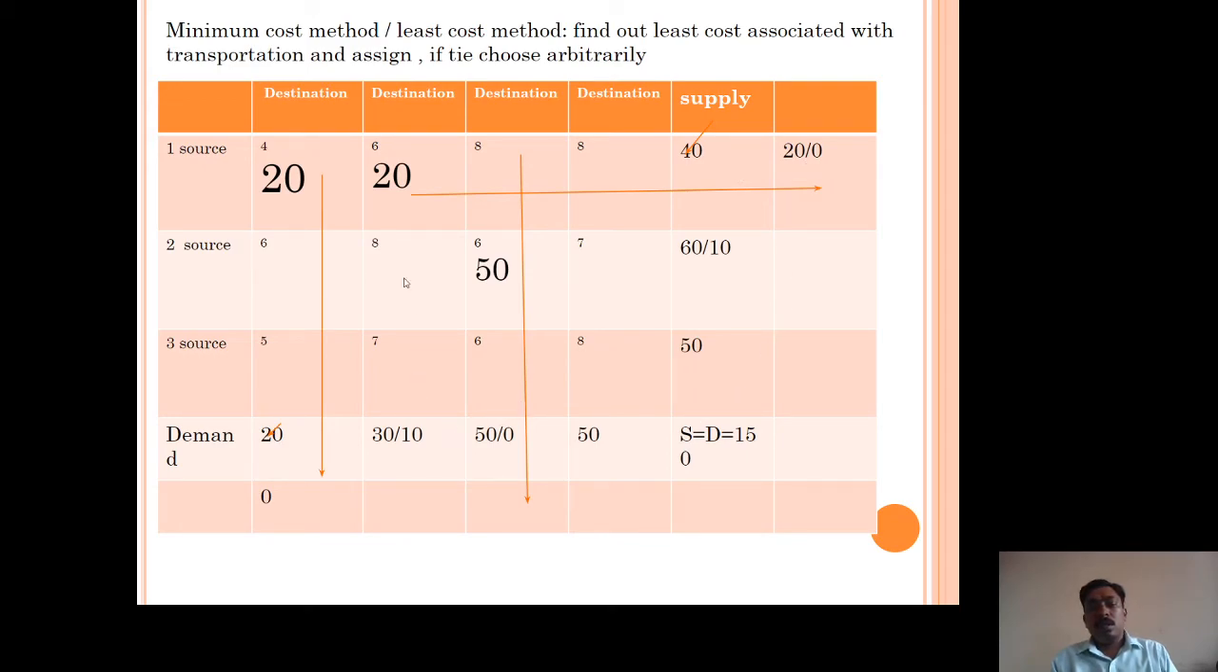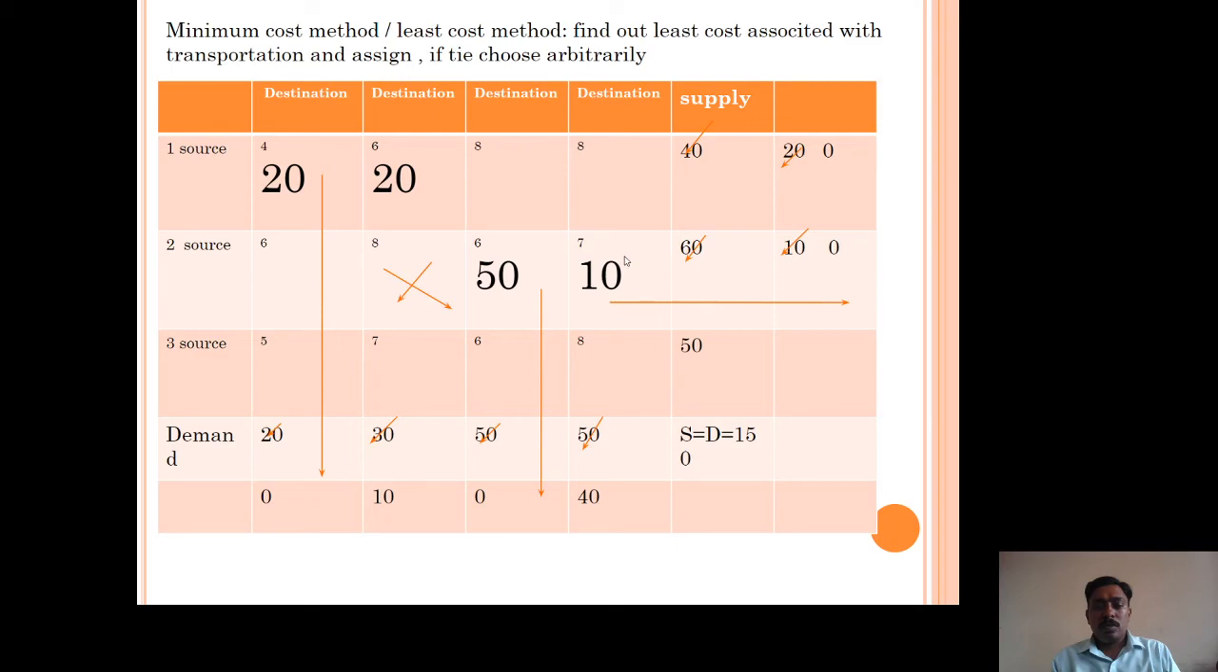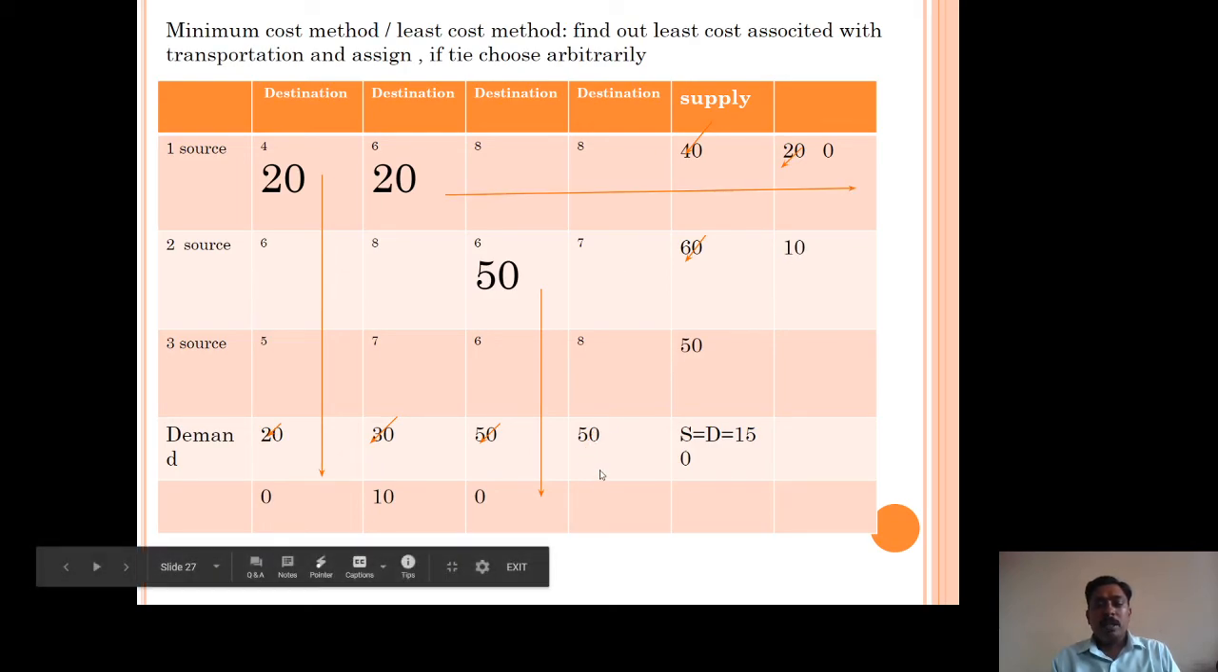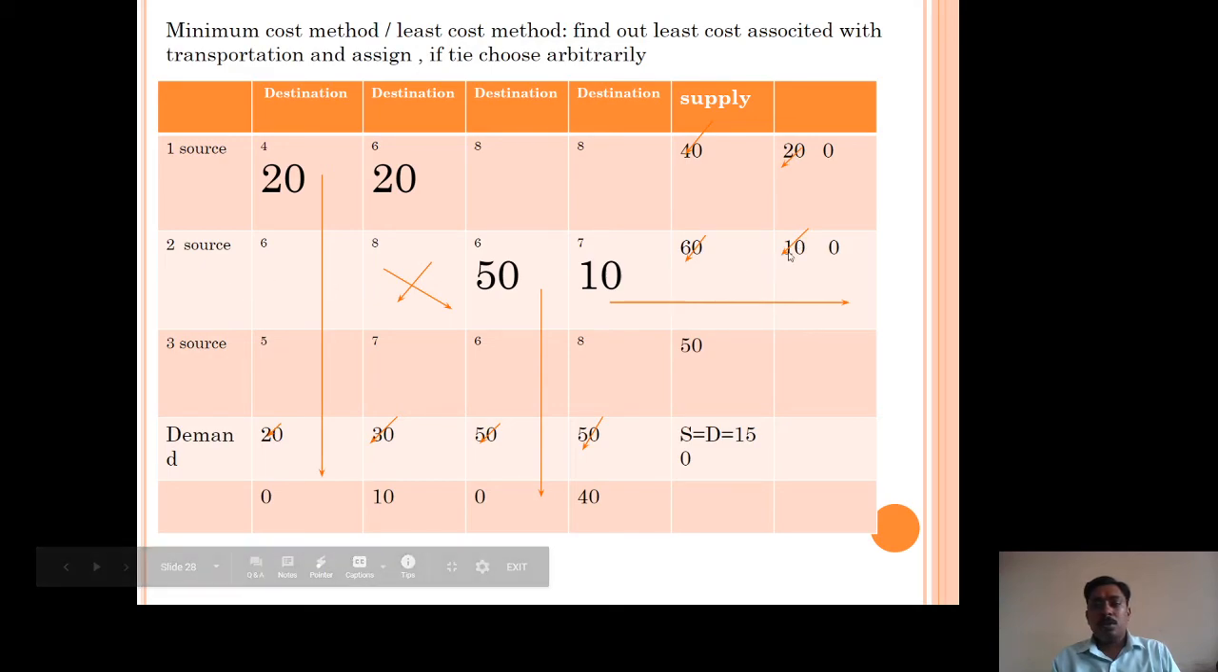Now these are the 4 cells remaining: 8, 7, 8, 7. There are 2 minimum cost values, that is 7 and 7. Again you can choose arbitrarily, either this one or this one. In this case I have selected this one, where the quantity remaining was 10 and the requirement was 50. After supplying 10, the requirement remaining is 40, and the supply of that source is 0.